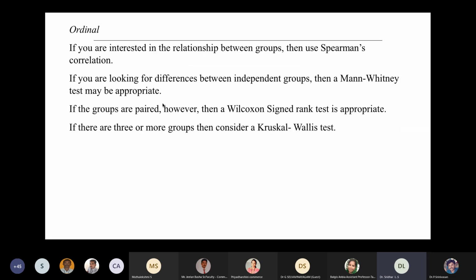Next, sir. The ordinal, I think Spearman correlations, all those things we can ignore, sir. It has already been explained.